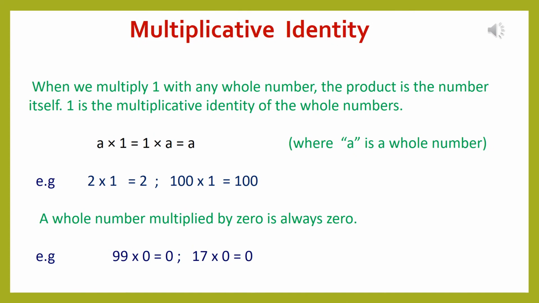The multiplicative identity is 1, because the identity of a number does not change when it is multiplied by 1. Let A be a whole number, then A times 1, or 1 times A, is always equal to A. For example, 2 times 1 is 2, and 100 times 1 is 100. Similarly, a whole number multiplied by 0 is always 0. For example, 99 times 0 is 0, and 17 times 0 is 0.